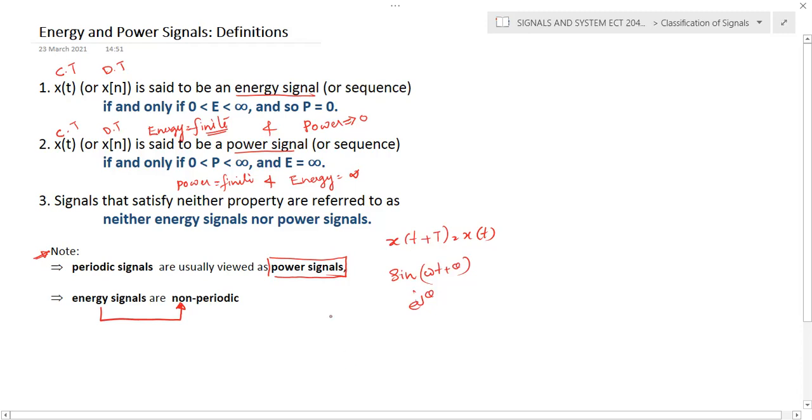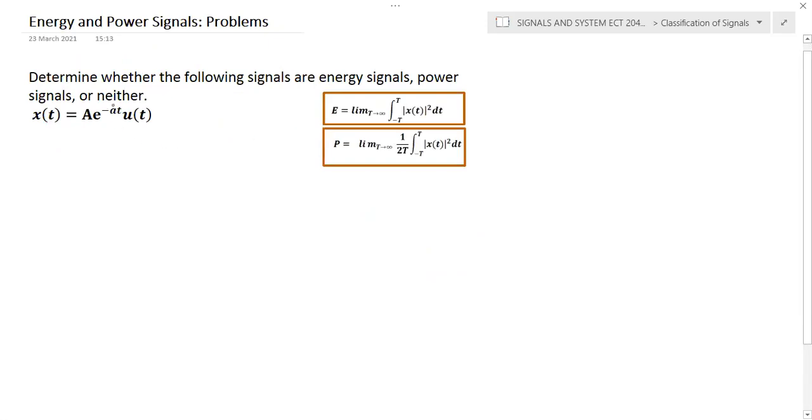Now we can do some problems related to this concept. Let's consider a standard signal. We need to determine whether the following signals are an energy signal, a power signal, or neither energy nor power signal. Here the signal is given by x of t equal to a e raised to minus at into u of t. This is an exponential signal, and it is one-sided because there is the term u of t.